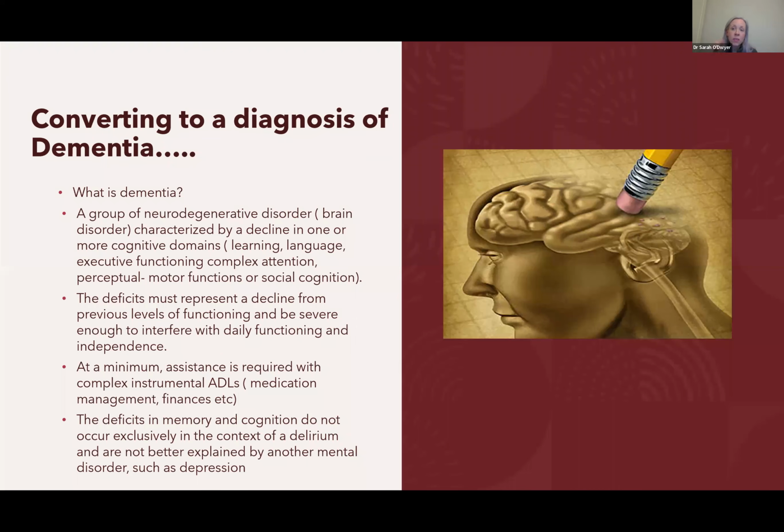And the deficits in memory and cognition do not occur exclusively in the context of a delirium, which I mentioned earlier, because that's a reversible cause of dementia. Although people with dementia, as I said, are more vulnerable to developing delirium, and are not better explained by another condition, as I explained, something like depression, where you're presenting with a pseudo dementia.